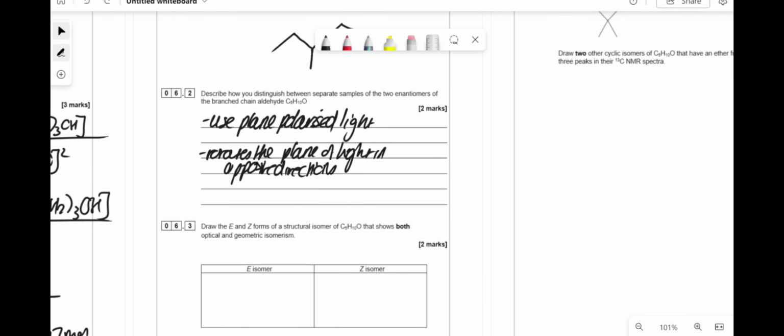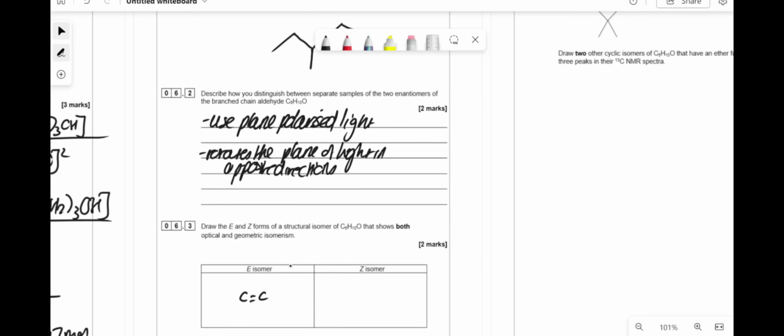It says draw the E and Z forms of a structural isomer of C5H10O that shows both optical and geometric isomerism, also known as EZ isomerism. So we've got an EZ isomer, so we're going to have a C double bond C in the middle, and it needs to have optical isomerism as well. So we need a carbon with 4 different groups on.